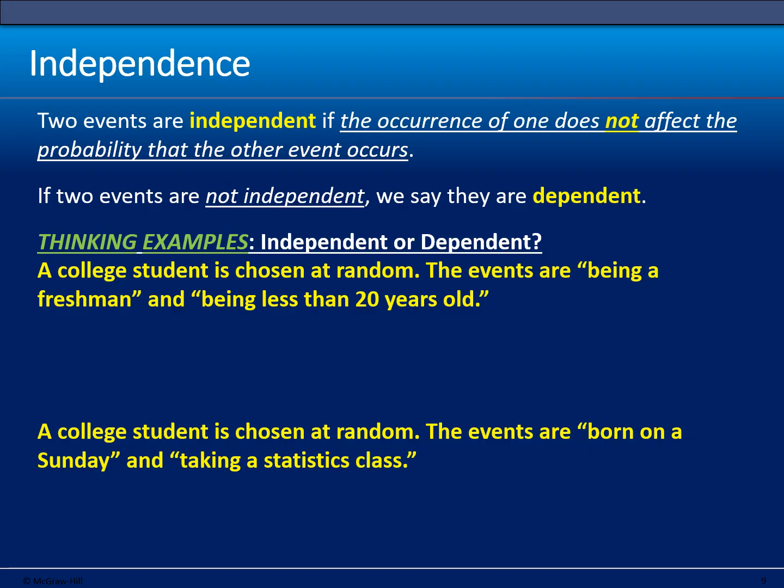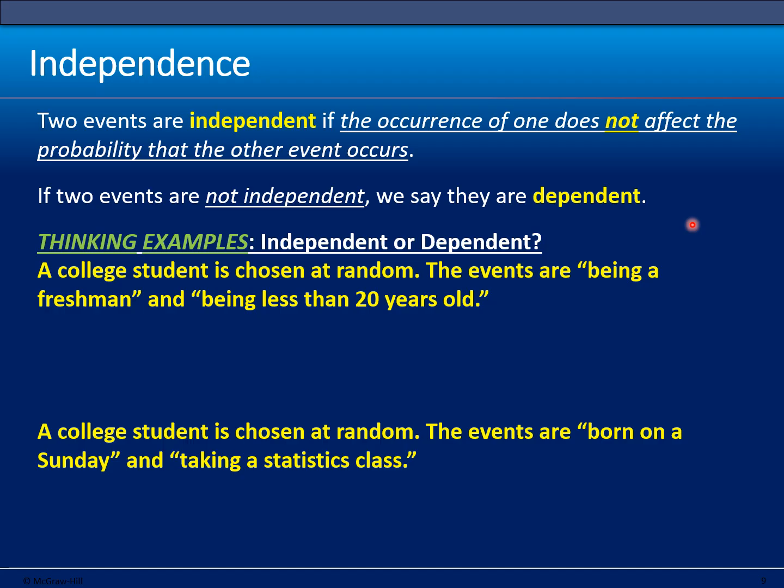So let's look at two examples and we can really use some intuition here. A college student is chosen at random. The events are being a freshman and being less than 20 years old. Okay. Do you think it is more likely, or that there's some relationship here that changes the probability? For example, do you think someone less than 20 years old is more likely to be a freshman than perhaps someone at a different age?